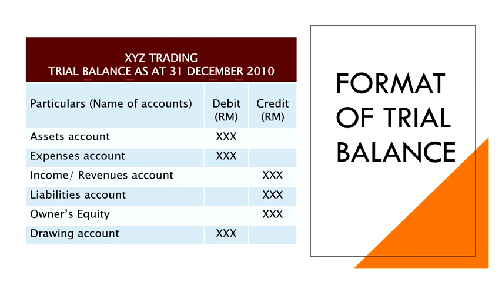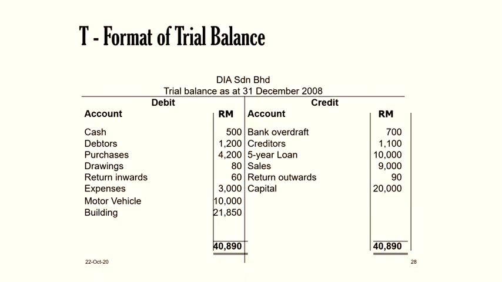Ni lah saya cakap, you mesti kena ada name of the company, and then you mesti kena ada title. You buat apa ni? Statement apa? You buat trial balance as at bila, tarikh. Okay, so we must have the particulars, name of account, apa, asset account, expenses, income, apa lah. Okay, then debit side and credit side. Okay, this one. Ni format lama.